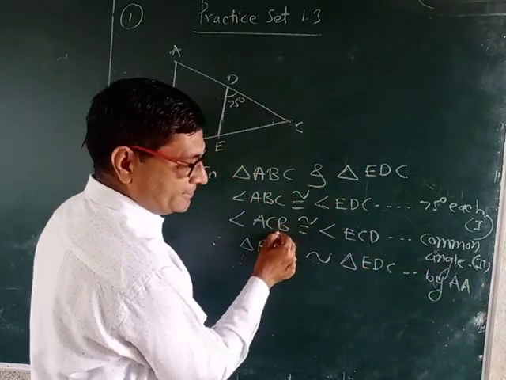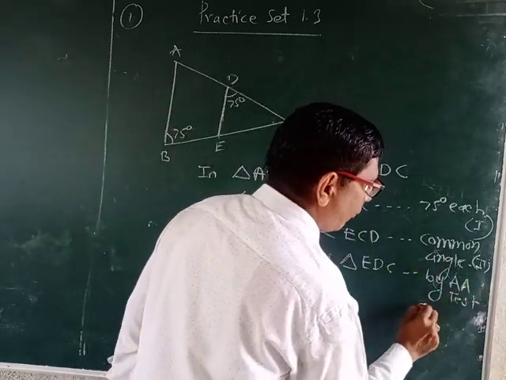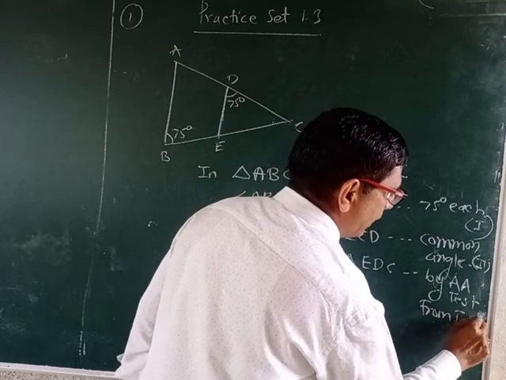Similar to triangle EDC by AA test. Here is A and here is A. AA test, and from 1 and 2. Equation number 1 and 2.